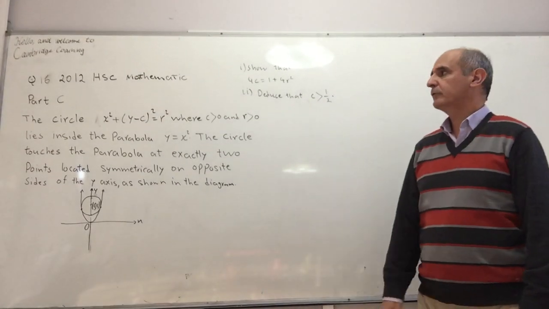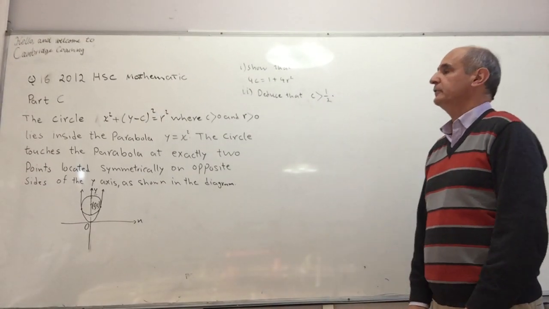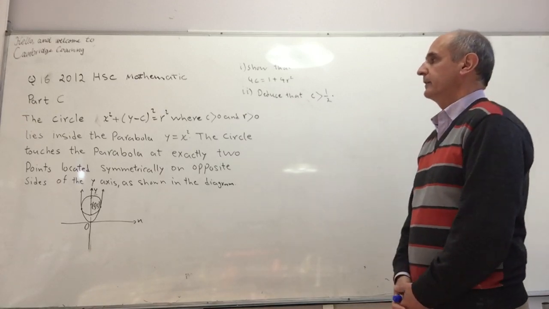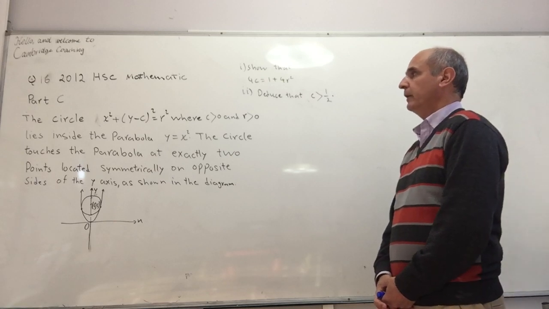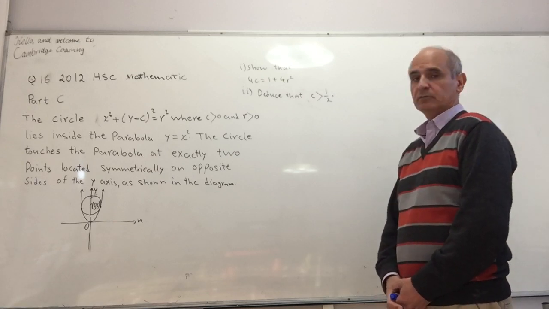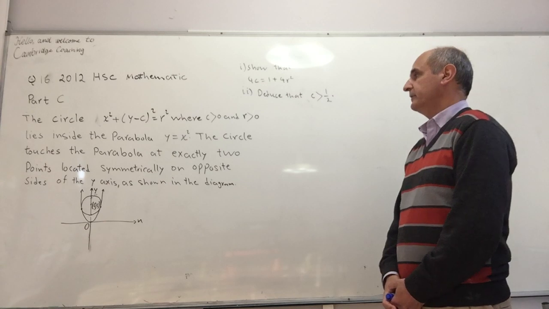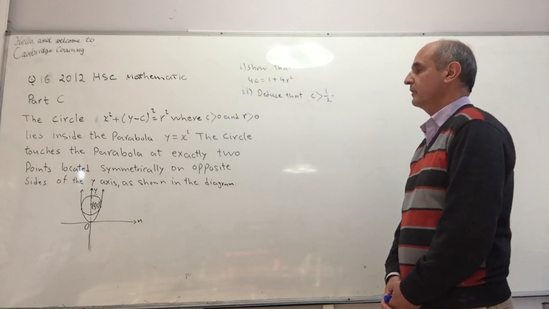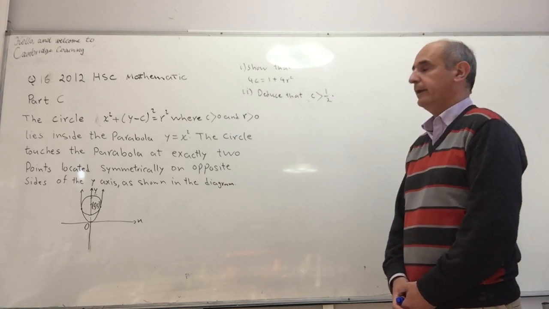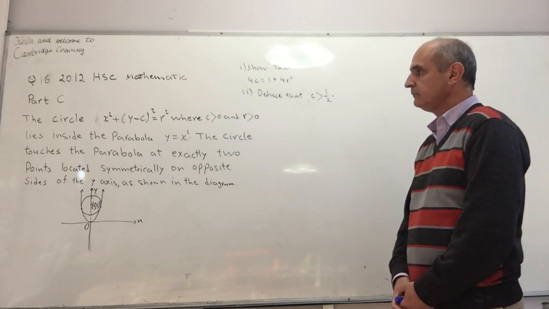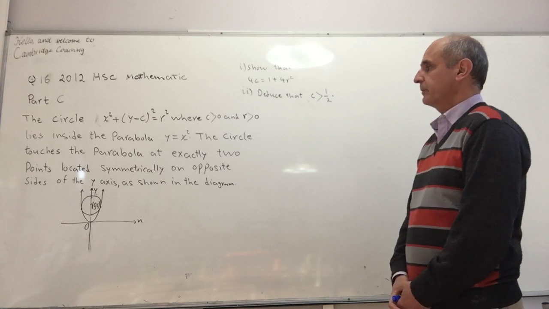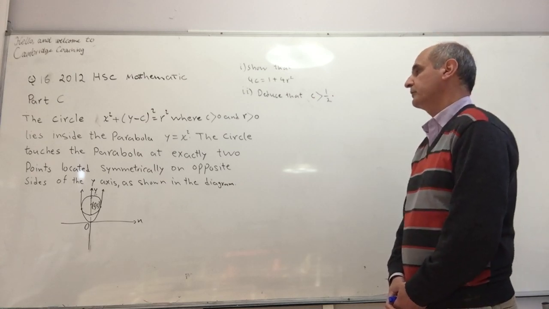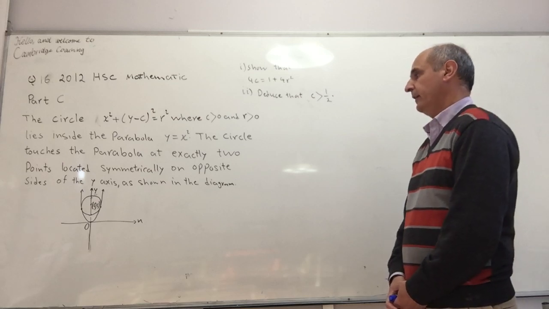Hi there. Today we are looking at question 16, 2012 HSC Mathematics Part C. The circle x squared plus (y minus c) squared equals r squared, where c is greater than 0 and r is greater than 0, lies inside the parabola y equals x squared. The circle touches the parabola at exactly 2 points located symmetrically on opposite sides of the y-axis as shown in the diagram.